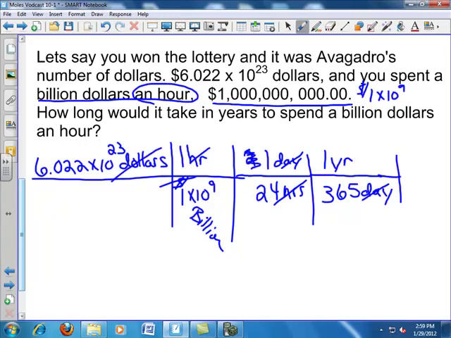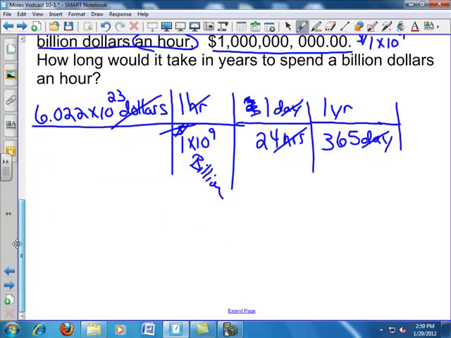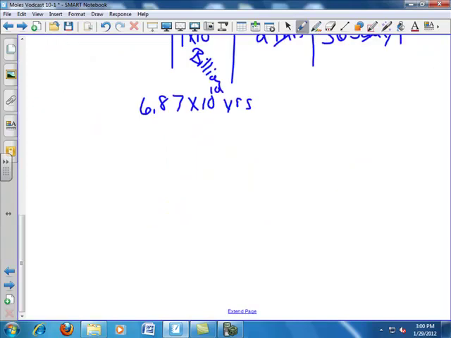Take a moment and plug those numbers into a calculator just so you can remember how to do these conversions. This whole particular chapter is going to be about doing conversions. And if you get this, you get 6.87 times 10 to the 10th years. That's not a mistake. That is 68,700 million years, or 68,700,000,000 years. That's how long it would take to spend $1 billion an hour.